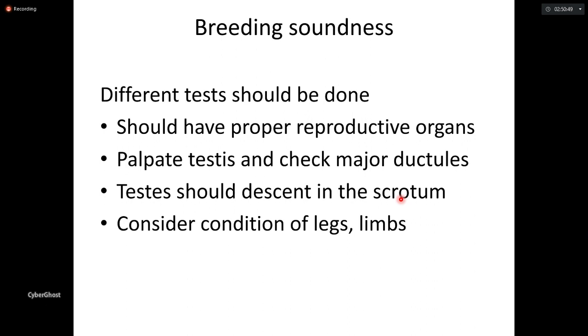Why are the testicles outside the body of an animal, inside a scrotum? Basically, it is to maintain a temperature lower than the body temperature. The body temperature is normally 37°C.